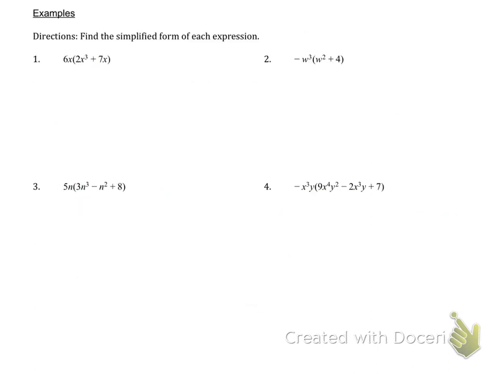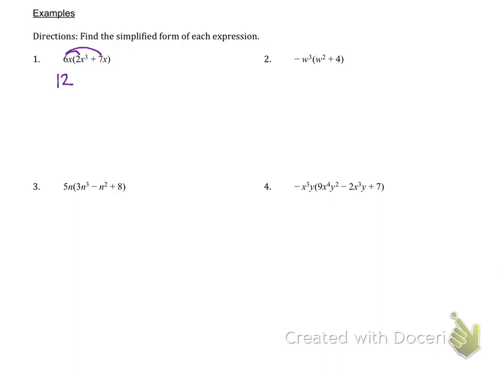Now let's try some examples for distributing polynomials. And the directions say find the simplified form of each expression. So for number 1, first I'm going to think of distributing. So when I distribute, I'm going to multiply the big numbers. So 6 times 2 is 12.